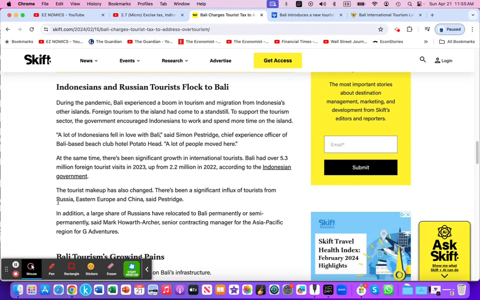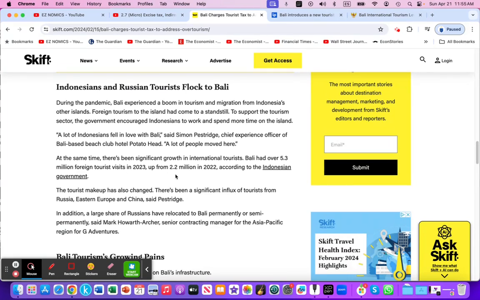Russia, we can equate with the Russian-Ukrainian war, Russians deciding to leave their country. Perhaps they're worried that they might be drafted into the military. I'm making assumptions here that they don't want to be part of the war effort. So they're leaving and residing elsewhere.